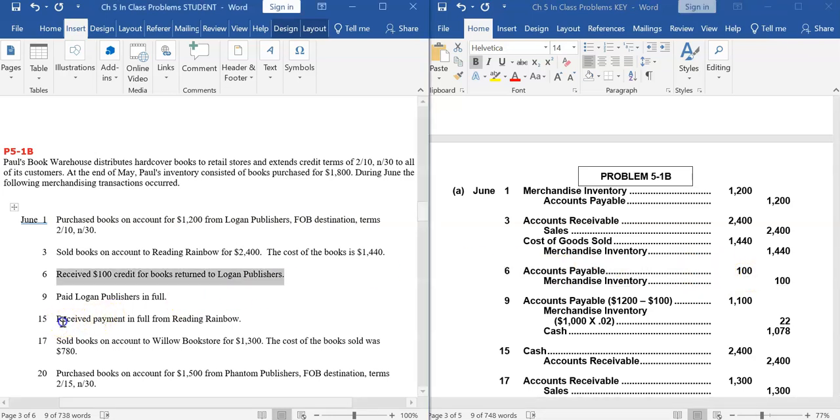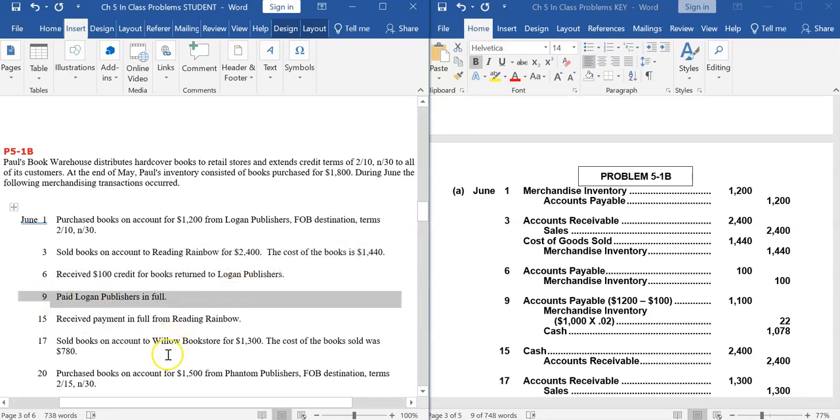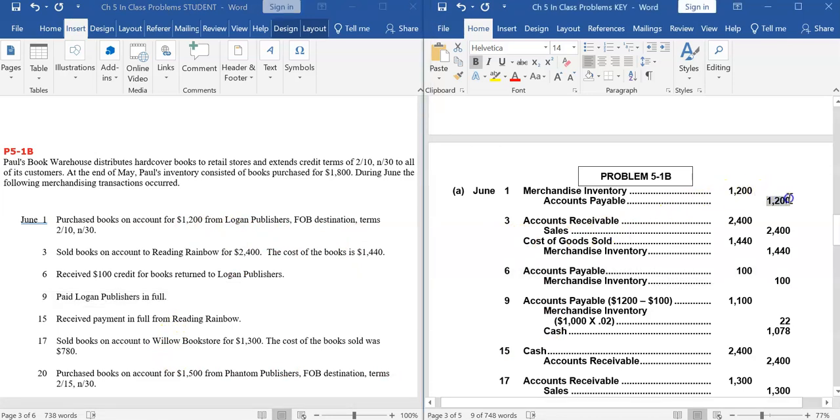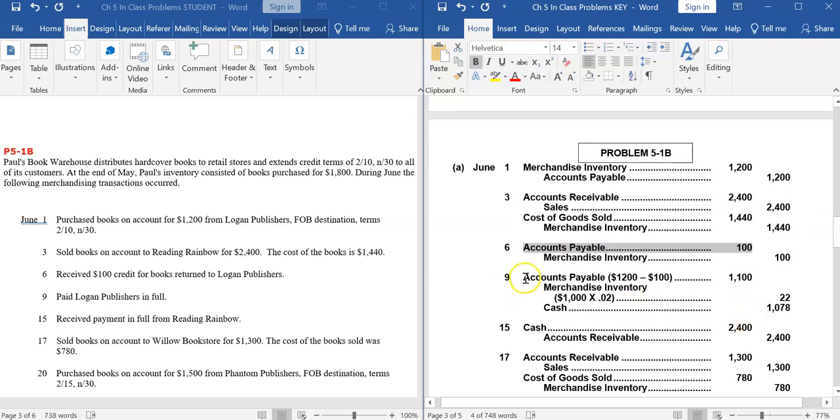We received payment on the 15th. I'm sorry, I skipped one. We paid Logan Publishers in full. Remember, we originally recorded an accounts payable of $1,200 to that seller. But on the 6th, we decreased that accounts payable by $100, meaning we now have a liability of $1,100. We are paying off that full liability. To decrease the liability, we will debit it.